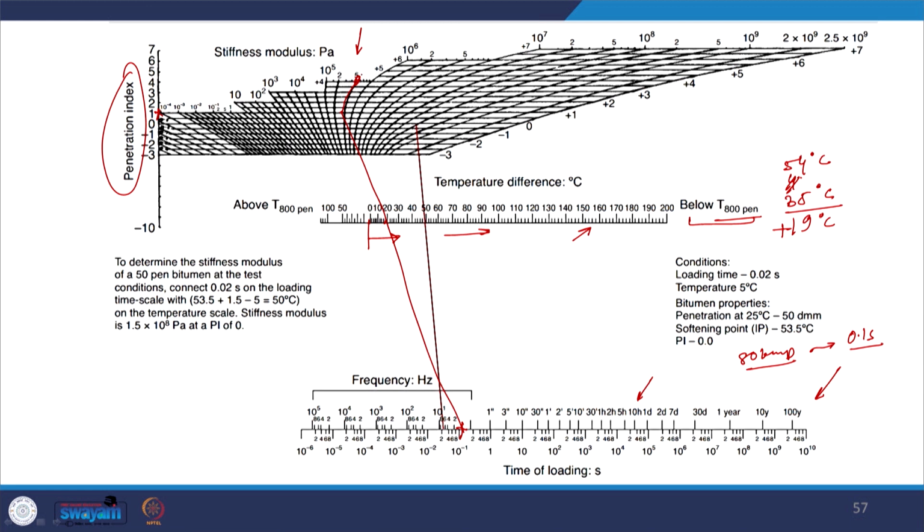So, let us say if this is the point, then it says this is 5 into 10 to the power 5 pascals. So, this is the stiffness of the bitumen. Let us try to understand the use of this chart with an example.